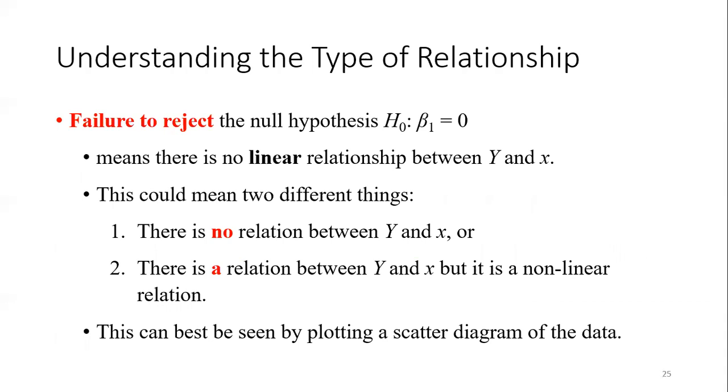So, fail to reject the null hypothesis. If you cannot reject beta 1 equal to 0, it means that there is no linear relationship between y and x. Okay, so that's a critical issue. So what does this mean? It can mean two things. The first thing is there is no relationship between y and x at all. And the second thing is there is a relationship between y and x, but it's a nonlinear relationship.